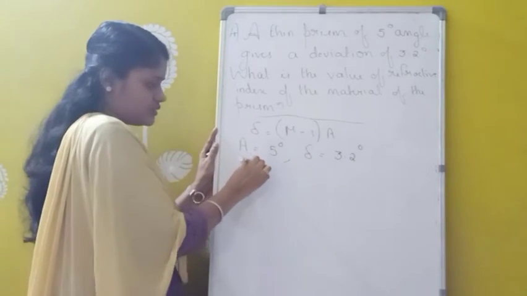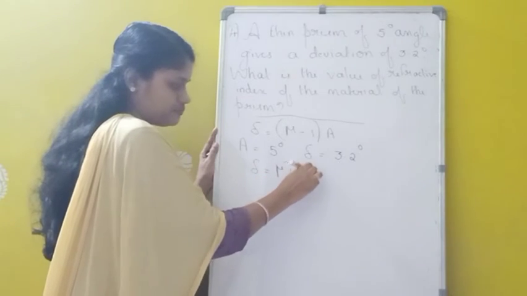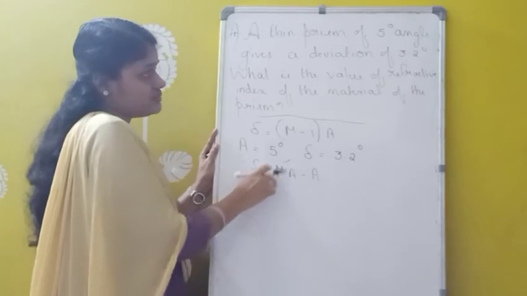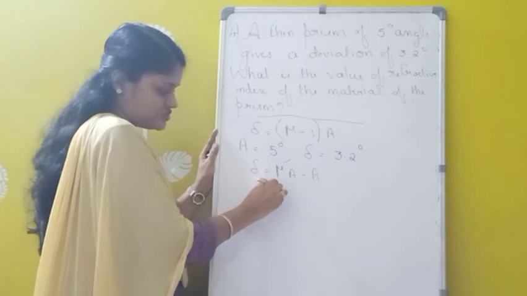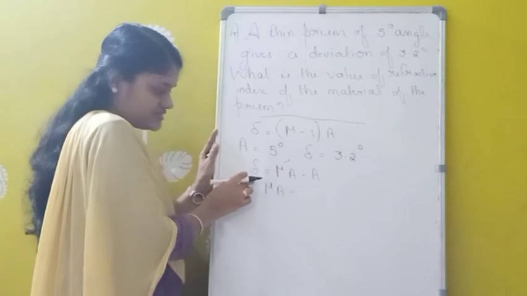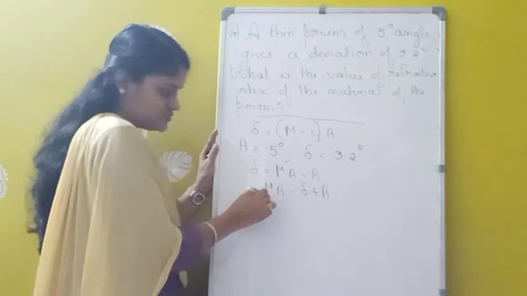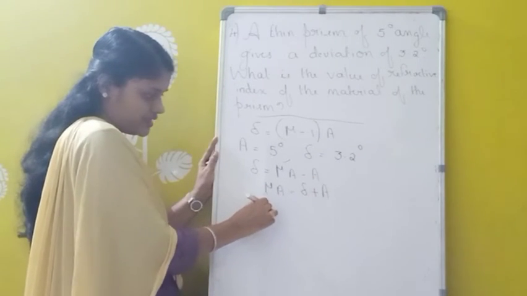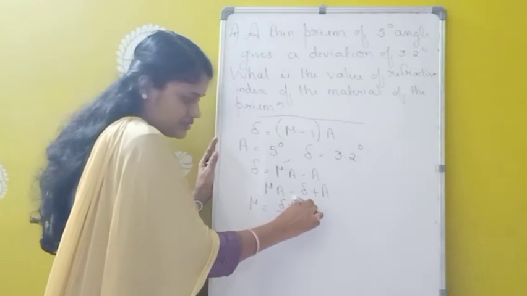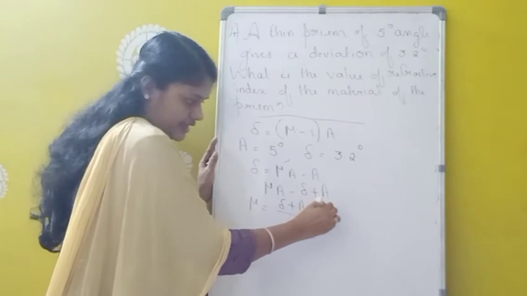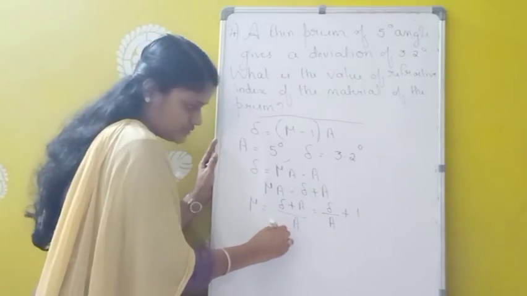From this formula we can write delta equals, removing the bracket, mu A minus A. From this what we have to find out? We have to find the value of refractive index. That means this term I am taking on one side. So mu A equals, remaining on the other side we have delta, and this one comes to the other side, it becomes plus A. So from this we need mu. So mu equals delta plus A divided by A. That is equivalent to delta by A plus A by A, which is 1.